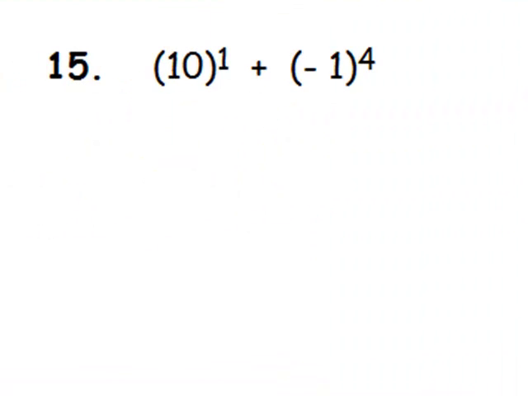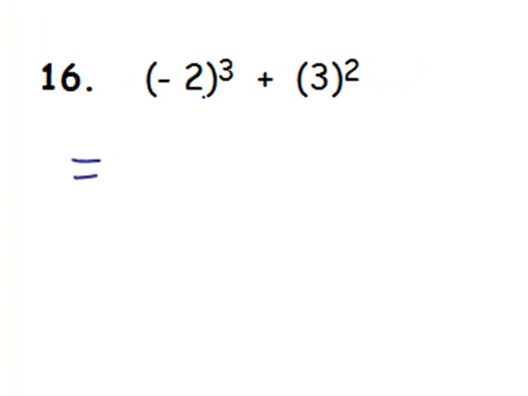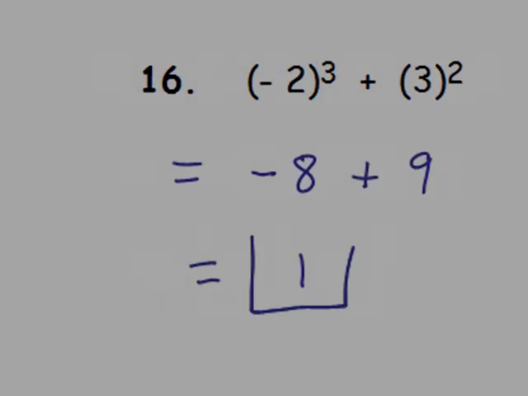Number 15. This is 10 to the first power is 10. Negative 1 to the fourth power is 1. This is 11. Negative 2 quantity cubed is negative 8 plus 3 squared is 9, and negative 8 plus 9 is 1.